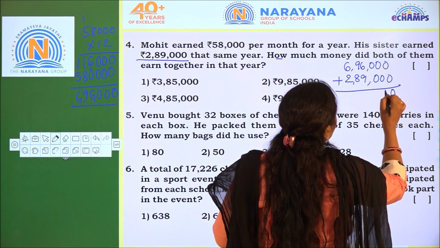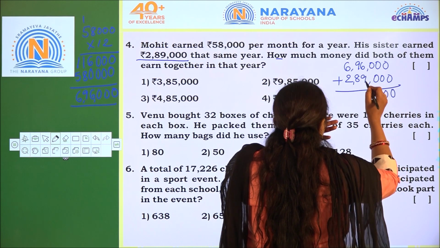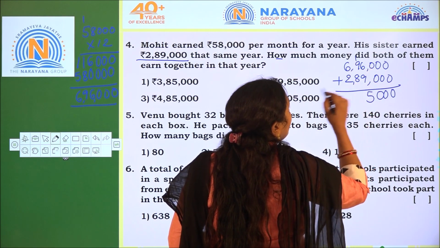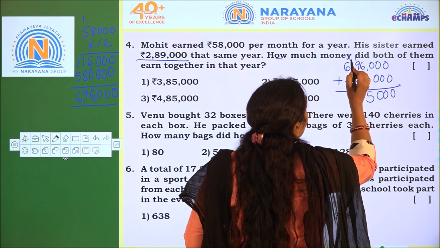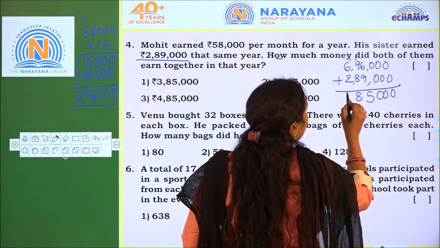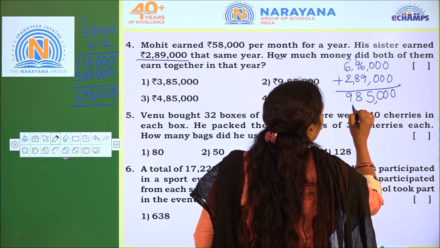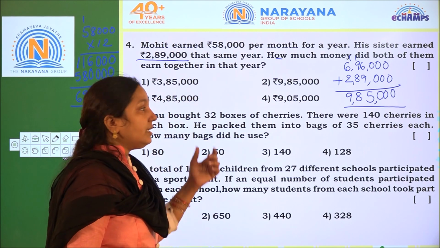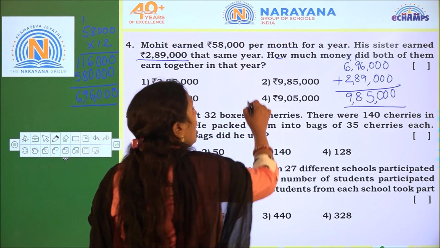0 plus 0 is 0, 0, 0. 6 plus 9 is 15. 1 plus 9 is 10. 10 plus 8 is 18. 1 plus 6 is 7. 7 plus 2 is 9. So what did you get? 9,85,000. 9,85,000. Which is the correct option, children? Option 2.